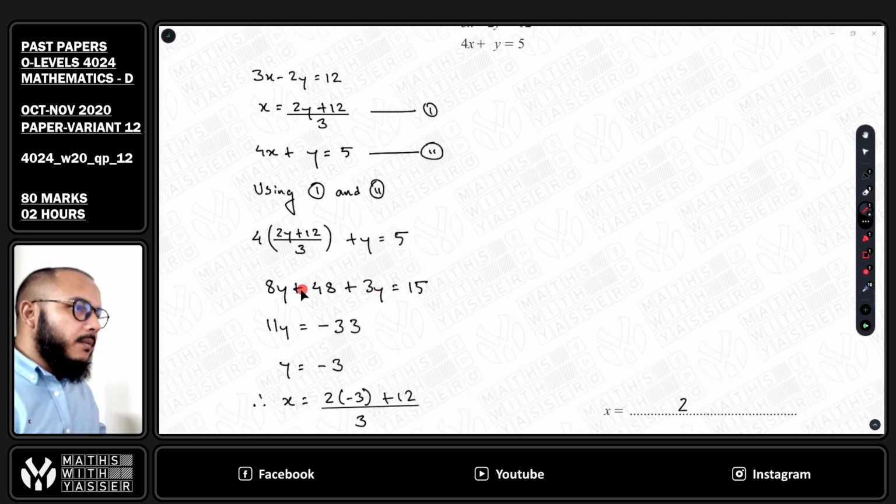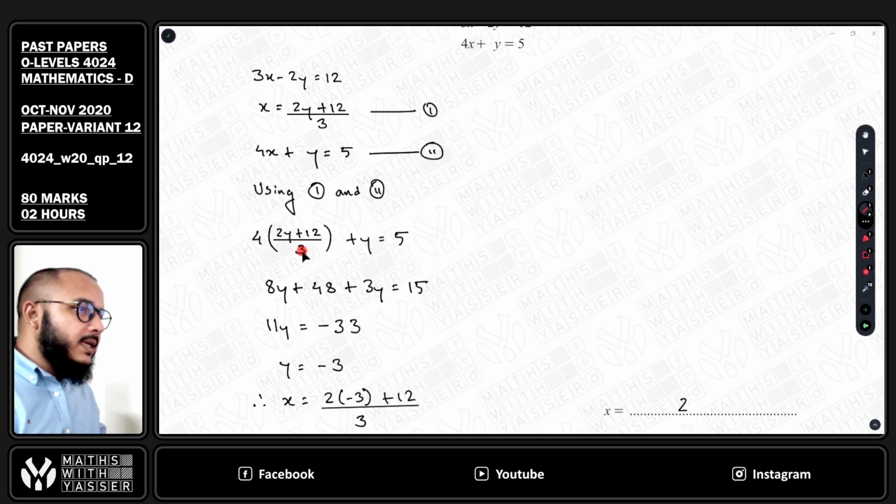So again, what I've done over here is I multiplied the 4 with the numbers inside, and this became 8y plus 48 over 3. And if I do LCM, then this will become 3y, and then I can take the 3 from the denominator and cross multiply with the number 5. So this will eventually become 8y plus 48 plus 3y equals 15. So I skipped a step, and you can also do that straight away.